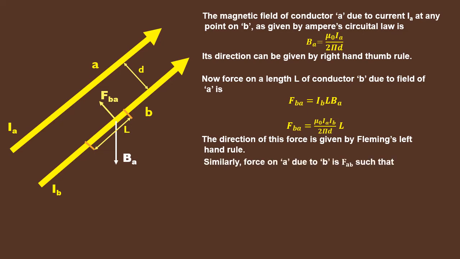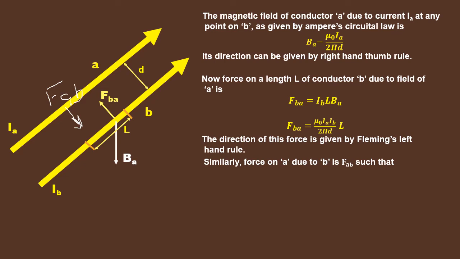Similarly, there will be a force on conductor A due to B, which can be named as FAB. And this force will be such that it will pull A towards B, something like this, and it will be named as FAB. All right.